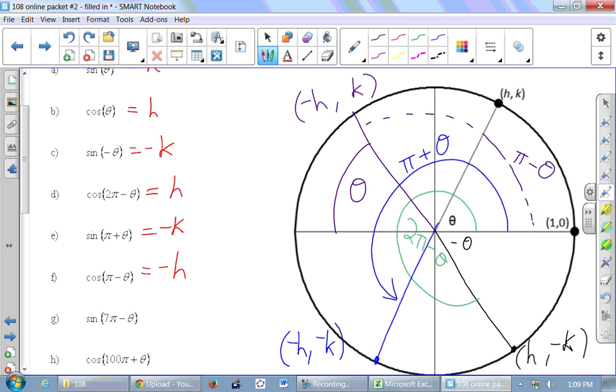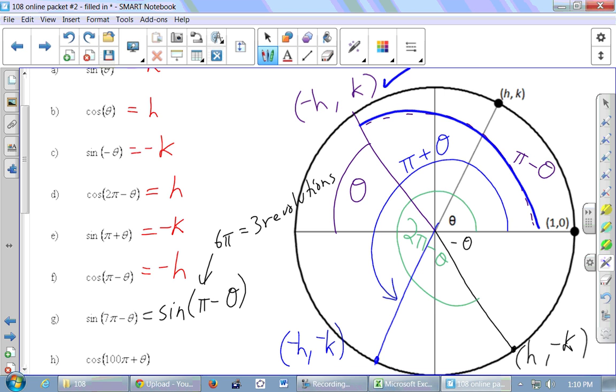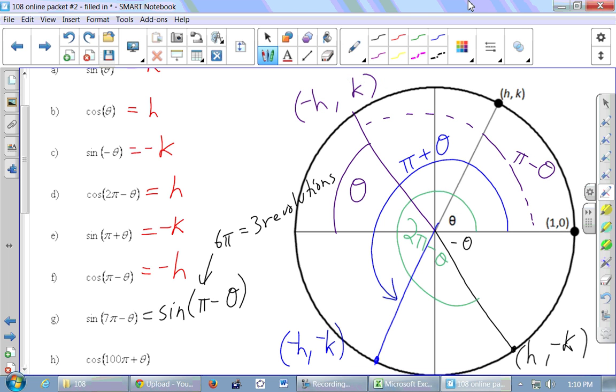Okay, next one, sine of 7 pi minus theta. Let's do some rewriting here first. So going 7 pi around includes a couple of revolutions. So we know that 2 pi is 1 revolution. So 4 pi is 2 revolutions. 6 pi is 3 revolutions, which means that I can get rid of 6 of those pi's, because they just involve extra revolutions that don't really have any effect. This is really a problem about pi minus theta. And pi minus theta we saw was this purple angle. So we're just going to use the coordinates up there that we've already got. This is sine, sine is y, so this problem has an answer of k.